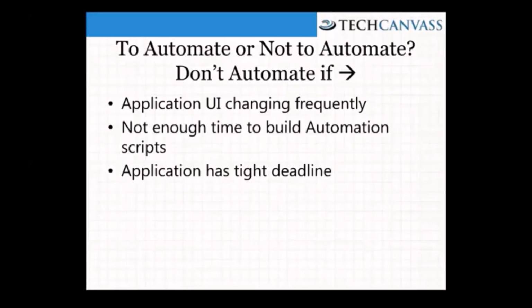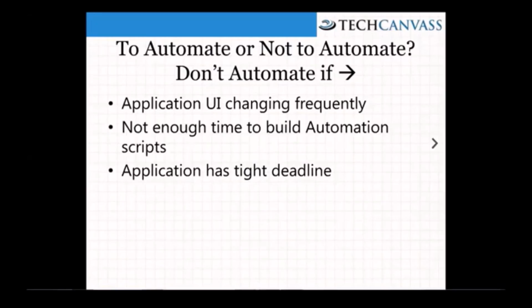Now, this is an important question: when to automate and when not to automate, correct? We should not automate if my application is changing very, very frequently. Frequently alone is not the criterion, because nowadays applications are changing frequently. But if it is changing very frequently, say twice a day, or developers are making changes every day, we should not automate until there is some level of stability in the application. Otherwise it will involve a lot of rework.